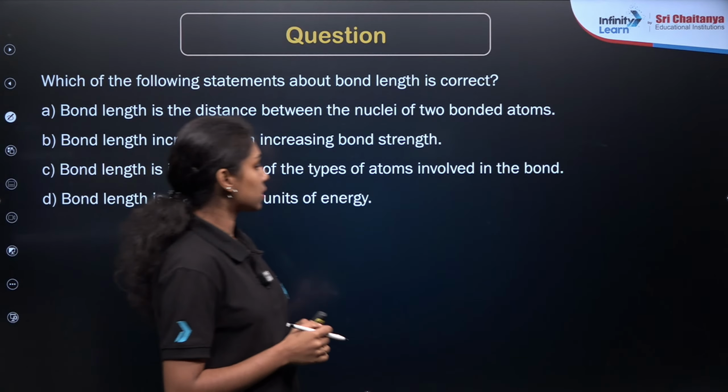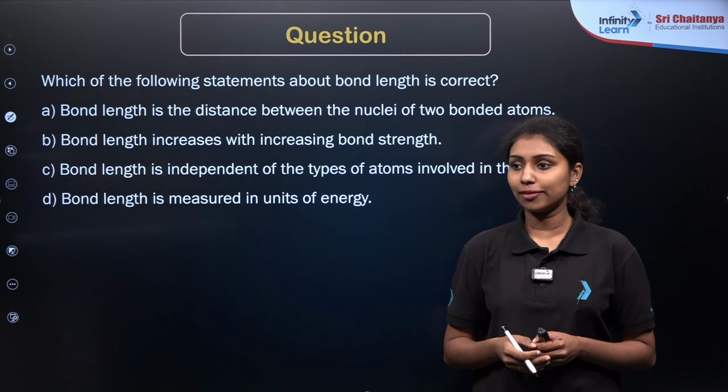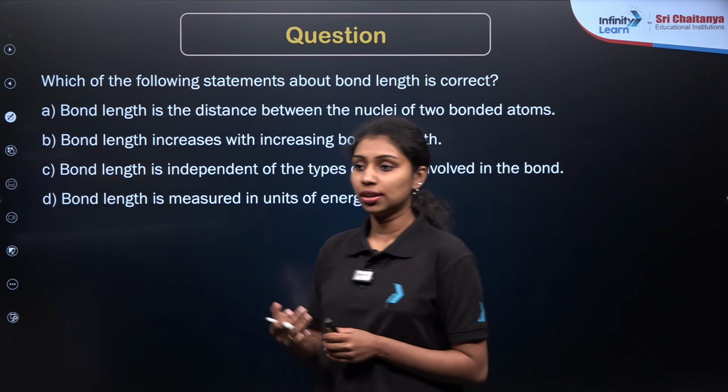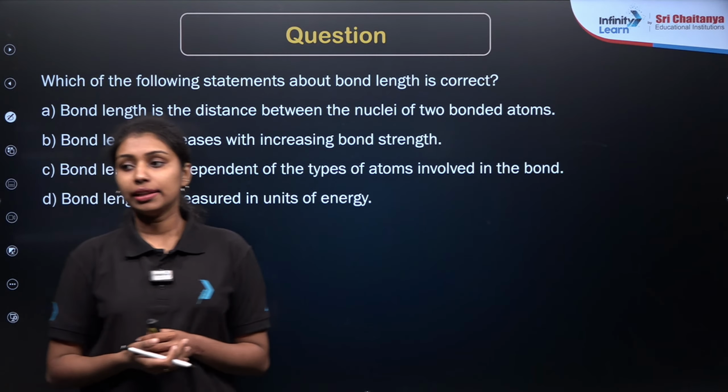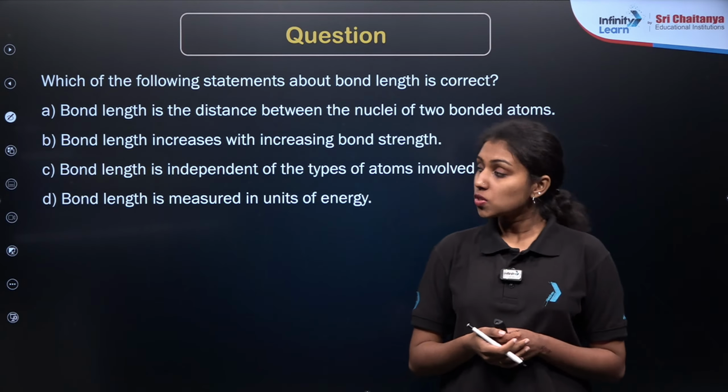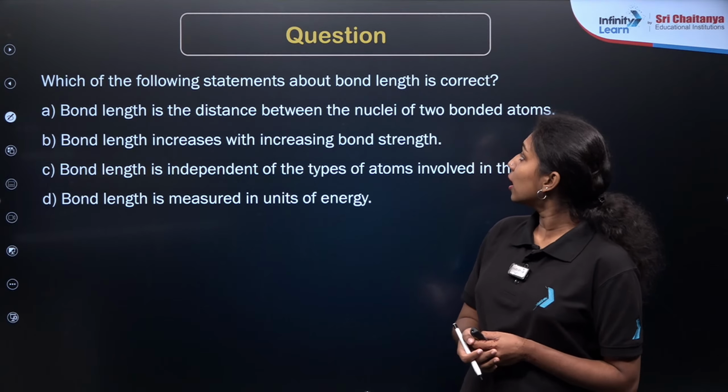Okay, here is our next question. The question is based on the bond parameters. We have already seen the bond parameters like bond order, bond enthalpy, bond energy, and the bond length. So which of the following statements about bond length is correct?